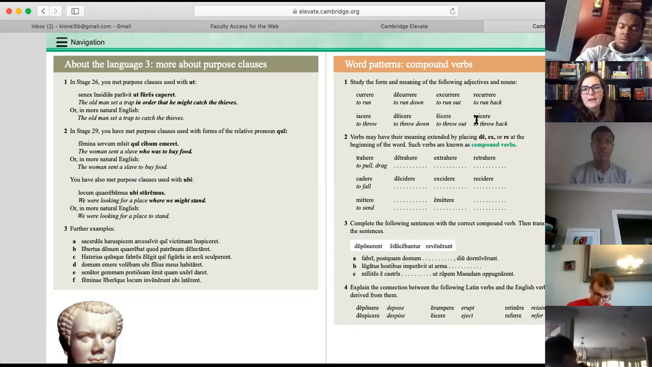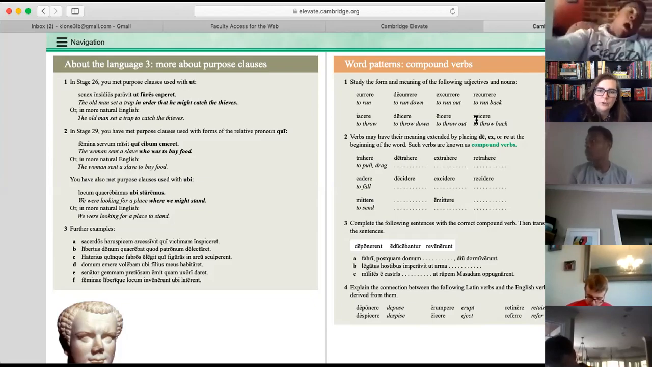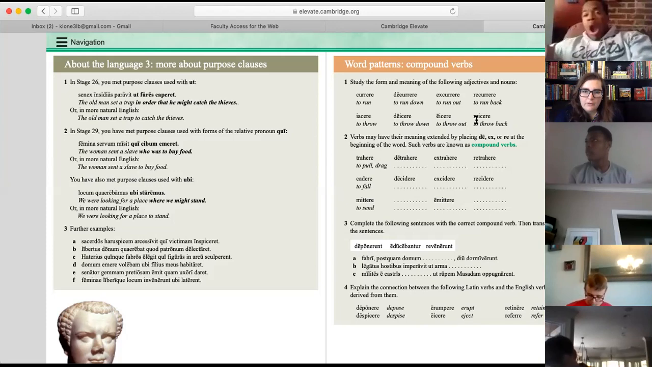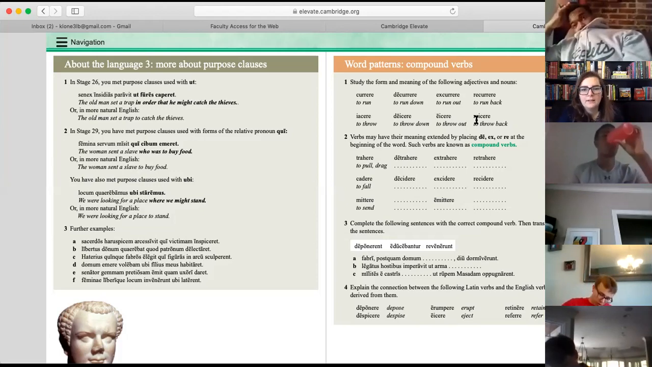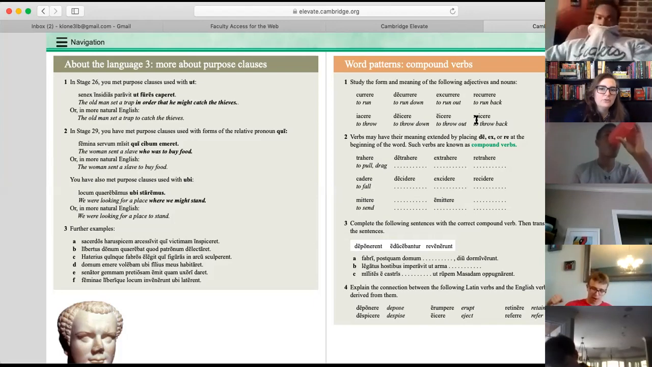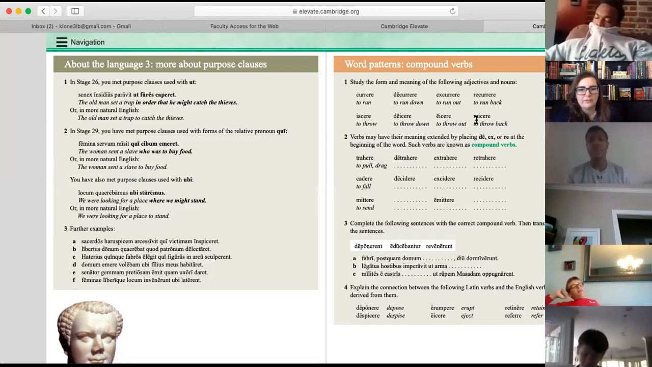Okay, so verbs may have their meanings extended by placing de, ex, or re at the beginning of the word. Such verbs are known as compound verbs. So if you have a verb like trahere, you can do the same thing with it. Detrahere would then mean to drag down. Extrahere would then mean to drag out. And retrahere would then mean to drag back.